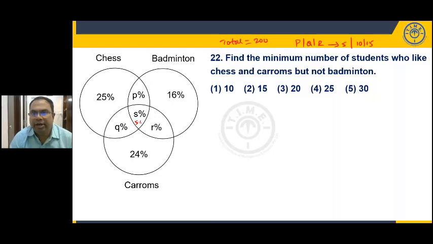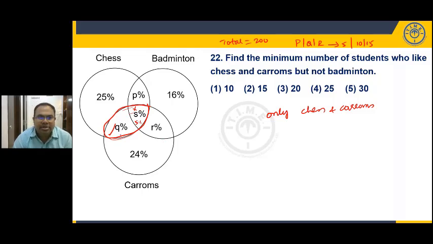Minimum number of students who like chess and caroms but not badminton. Obviously, chess and caroms with this region. I don't want badminton. Remove badminton. Basically, he's talking about only chess and caroms. Indirect way of asking the question. Chess and carom with these two regions, but not badminton. Remove badminton. So this is only chess and caroms.